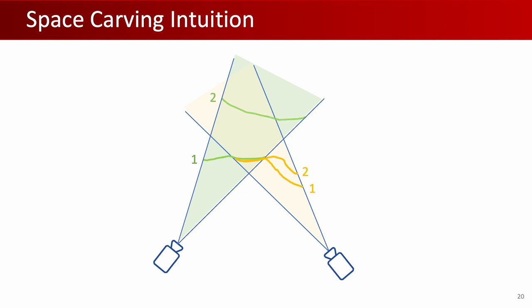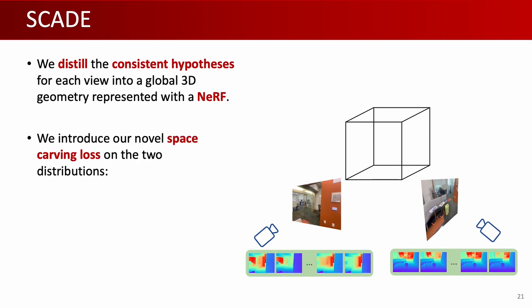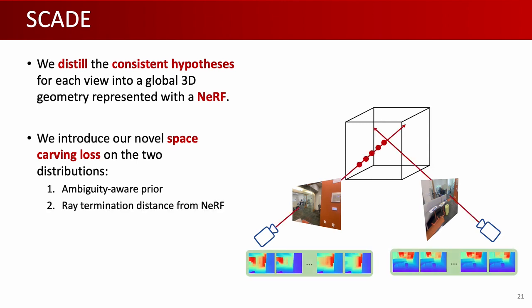For example, green hypothesis 2 is not consistent with both yellow hypotheses, because if it were consistent, everything in front of the green camera cone should be empty. Thus in SCADE, we distill the consistent hypotheses for each view into a global 3D geometry, represented with a NeRF. To achieve this, we introduce our novel space carving loss functions on the two distributions, our ambiguity-aware prior and the ray termination distance of NeRF, that is differentiable and sample-based.